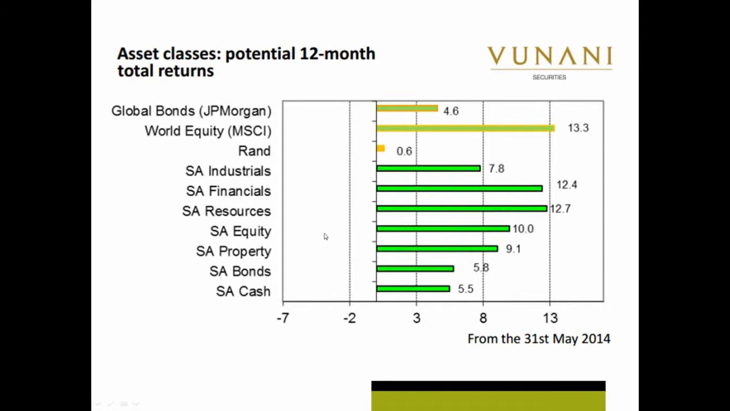So where am I going to spend my equities money? Well, clearly we like financials. We think they're going to do about 12.4% returns. We like resources. So I'm going to just highlight as I speak, I bring my highlighter on again. This is financials, 12.4%. Resources, 12.7%.